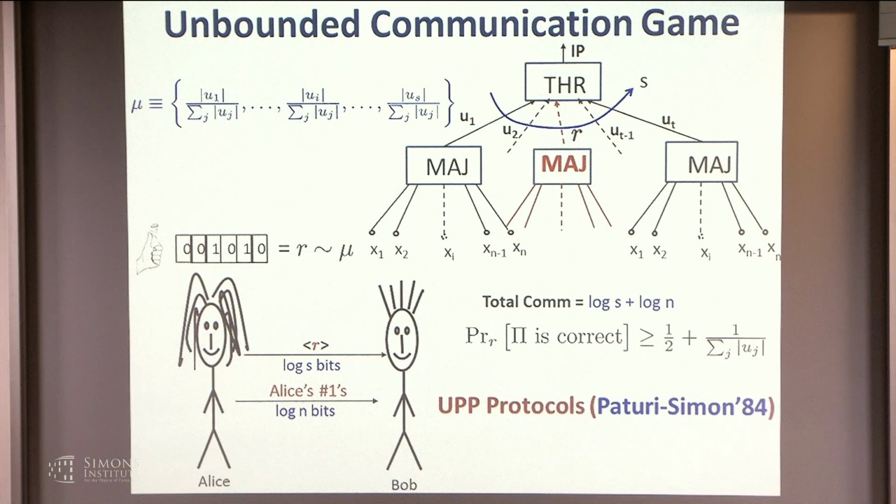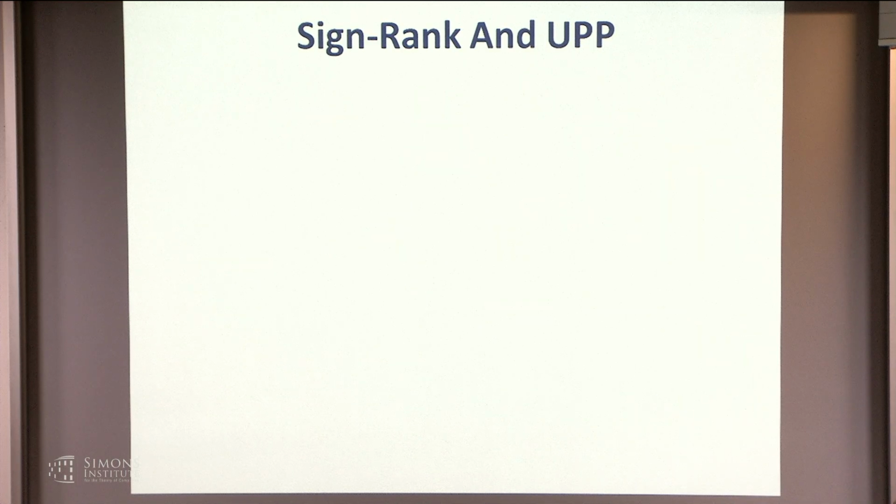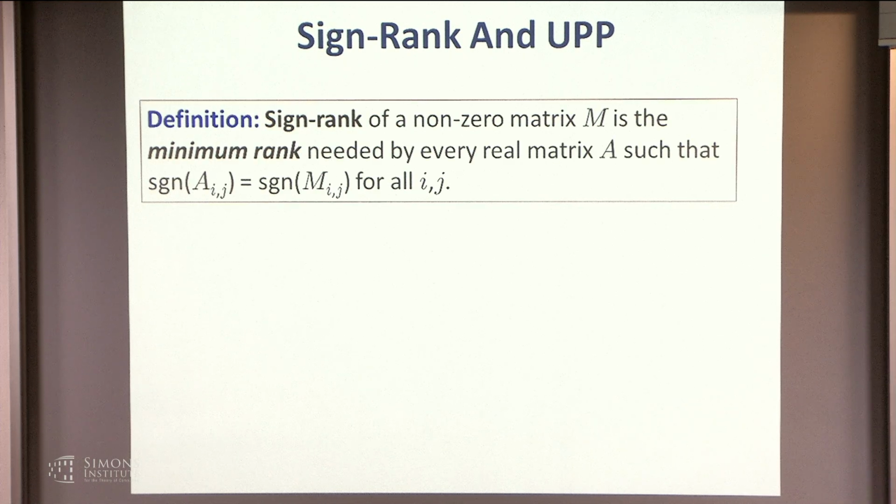So how do we prove lower bounds against such protocols? They seem to be very, very powerful. The first question to ask is, is IP in UPP? This brings us to the notion of sign rank. This is a very nice notion, and it turns out to be completely equivalent to having an efficient UPP protocol.